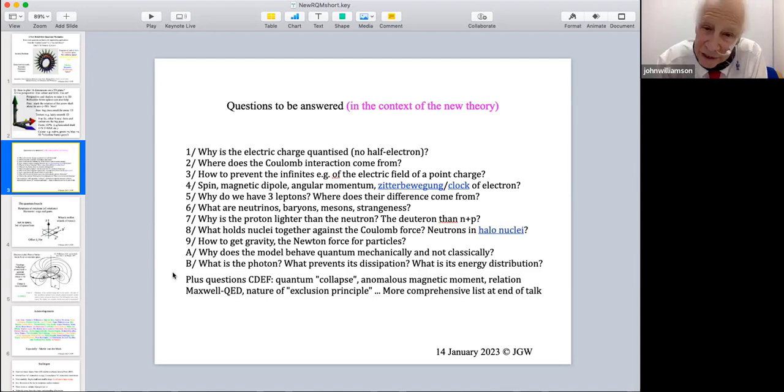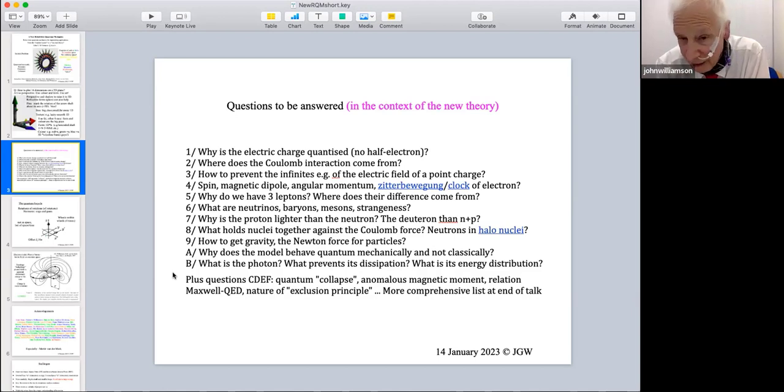But why does the model behave quantum mechanically and not classically? I think this is a wrong question too. Systems behave both quantum mechanically and classically. So I'm going to say why the model behaves both quantum mechanically and classically. And also I'll say what I think a photon is.